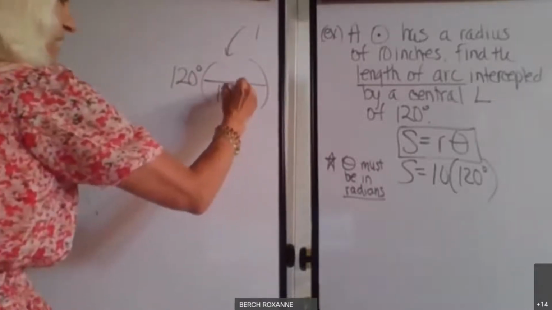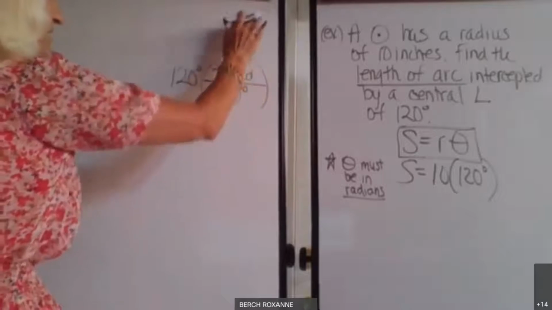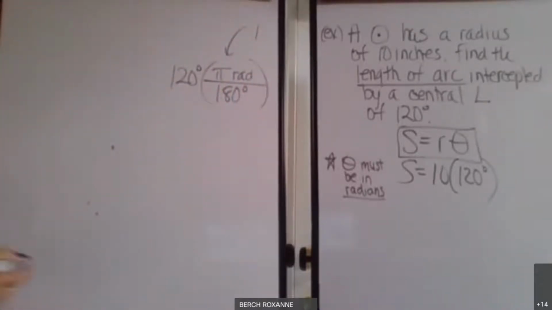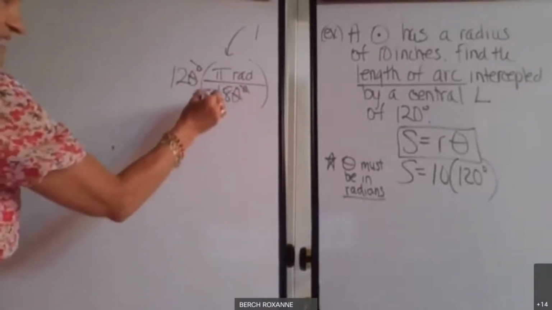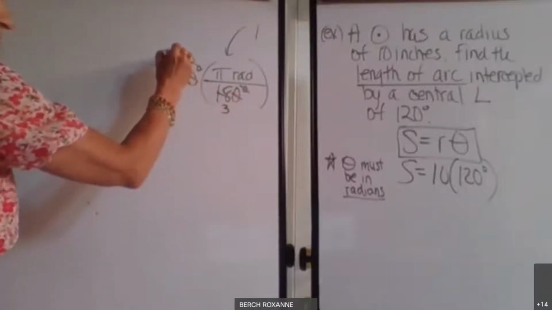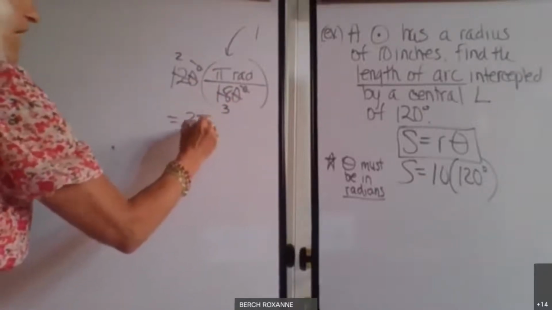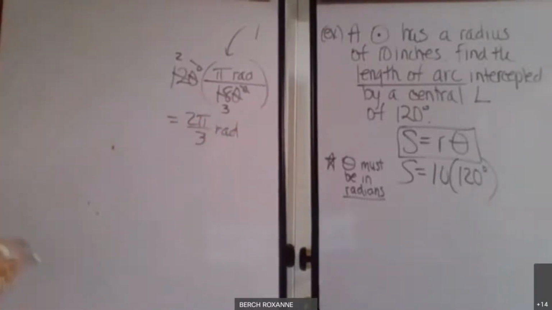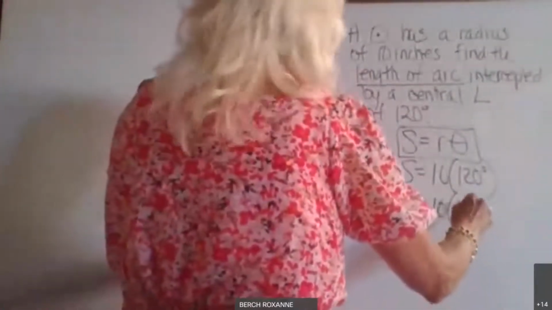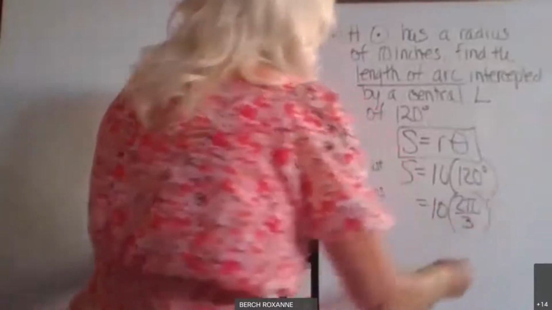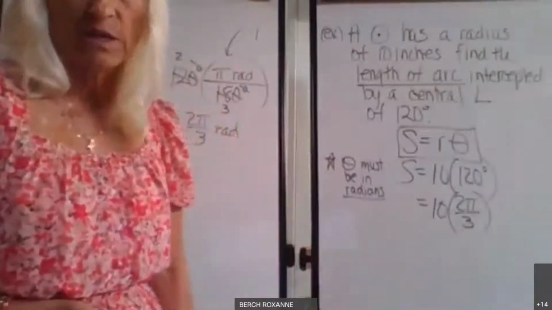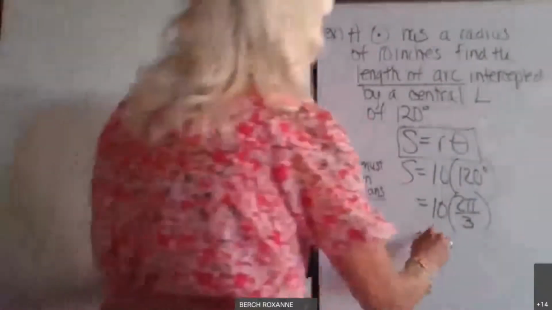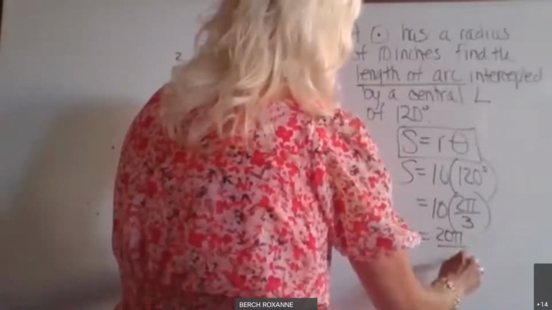So we can take and put 180 degrees on the bottom and pi radians on the top because that is equivalent to 1. And now we can cancel the degrees. We can cancel the trailing zeros. And we could say 6 times what is 18, 6 times what is 12. So we end up with 2 pi over 3 radians. So we go back to the problem and say 10 times 2 pi over 3. And by the way, if this was a 9, we could cross cancel. But it's not. So we end up with 20 pi over 3.